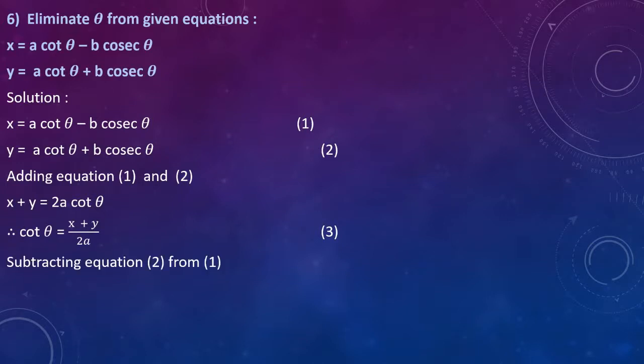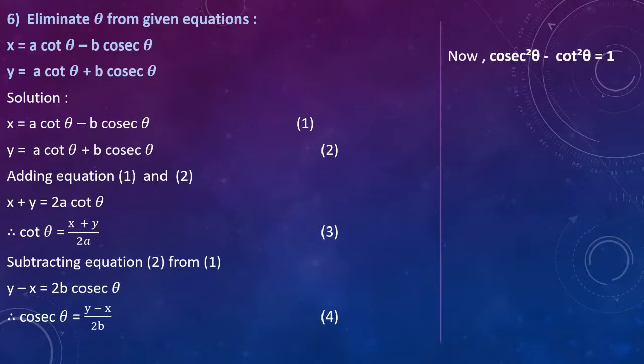Now subtracting equation 2 from 1, we get y minus x is equal to 2b cosec theta. Again dividing on both sides by 2b, we get cosec theta is equal to (y minus x) upon 2b. Let it be equation 4. Now we know that 1 plus cot square theta is cosec square theta. So cosec square theta minus cot square theta is 1. Therefore just substitute those values of cosec theta and cot theta here. We will get the required equation.